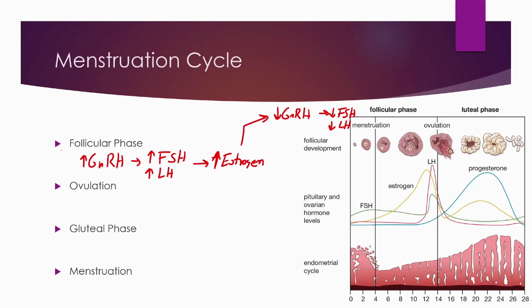So I'll shorthand this as well. The positive feedback loop here will cause an increase in estrogen, which will then cause an increase in GnRH, causing an increase in FSH and a massive surge in luteinizing hormone, eventually leading to ovulation.